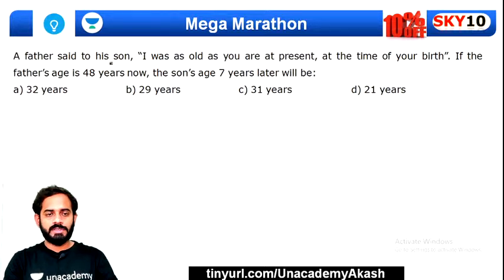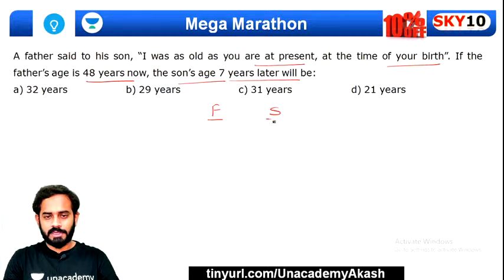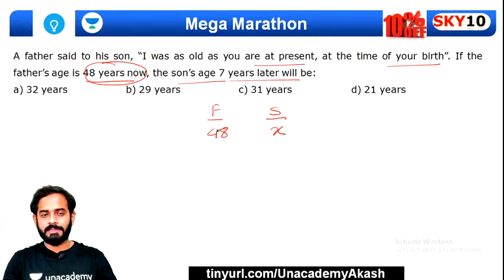A father said to his son, I was as old as you are at present at the time of your birth. If the father's age is 48 years now, the son's age 7 years later will be what? Okay, it's very simple. Let's say this is father's age and this is son. Current age of father is given as 48 years, and let us consider that the current age of son is x years, right?